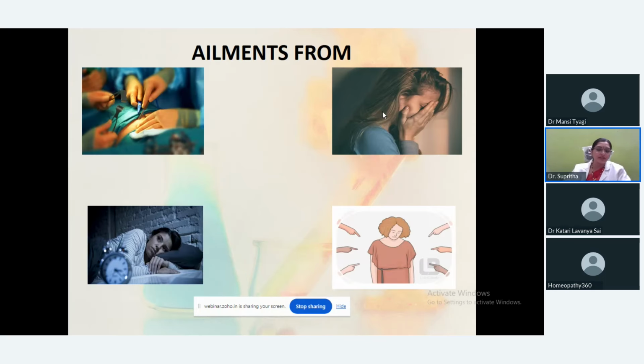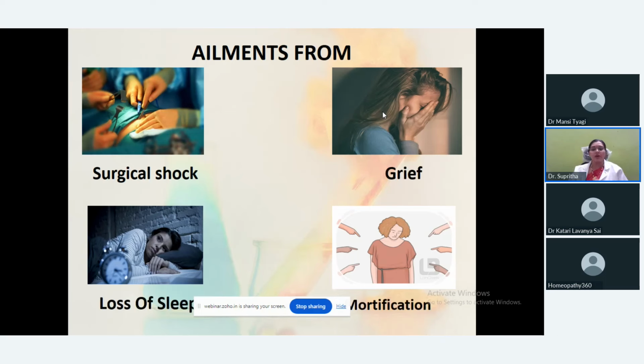So coming to the ailments of the acid group. Here, ailments from surgical shock, grief, loss of sleep, mortification. There are other ailments we'll discuss here. I want to compare ailments from grief. We can also compare with any other remedies.